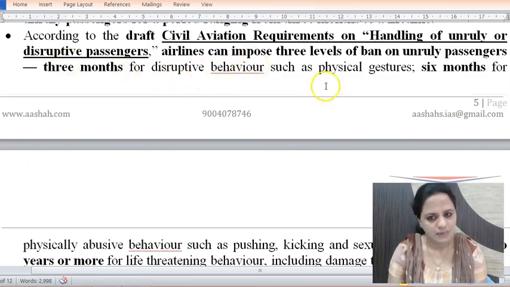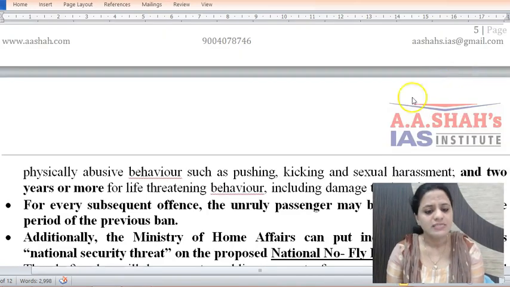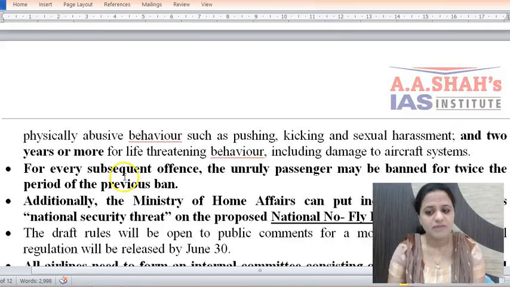So 3 months for disruptive behavior such as physical gestures, 6 months for physically abusive behavior, and 2 years or more up to lifetime if life-threatening behavior is visible, or if there is damage to the aircraft systems.